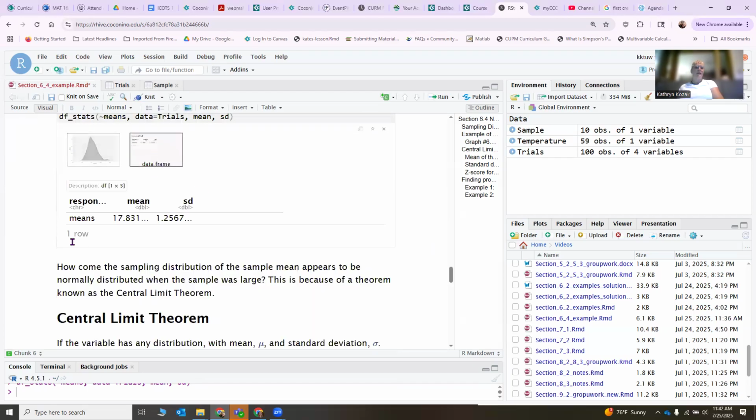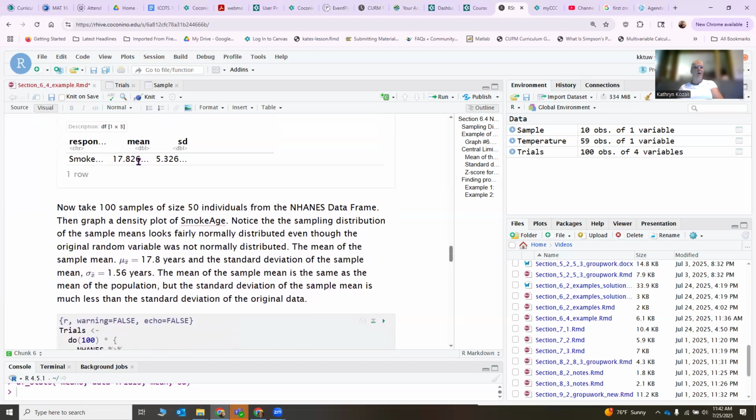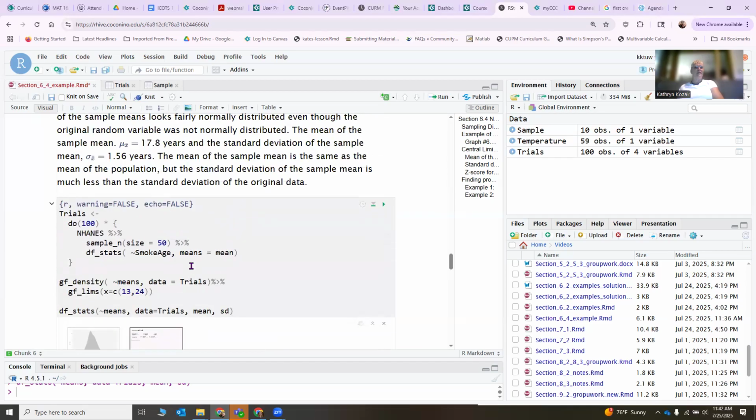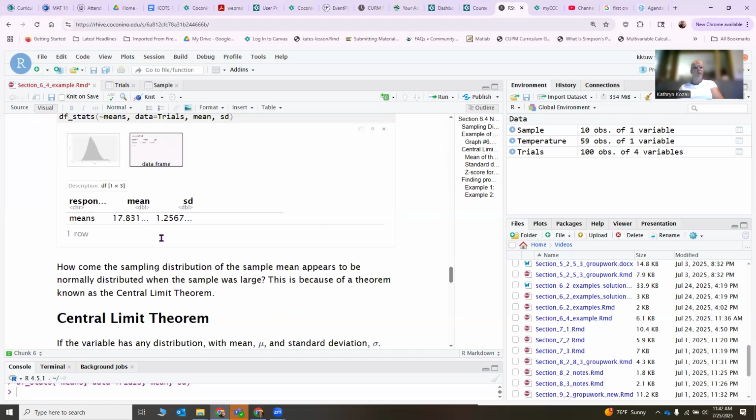Let's look at the standard deviation and the mean. The mean is still 17.8. So it looks like the sample mean stays the same. The standard deviation is again much smaller. It was 5.3, now it's 1.2.